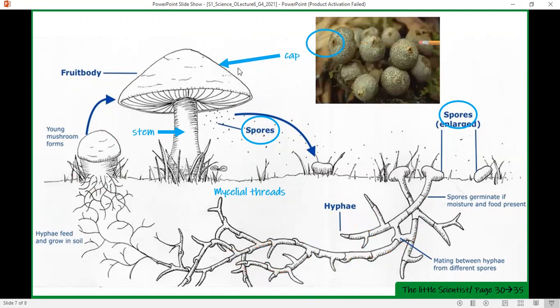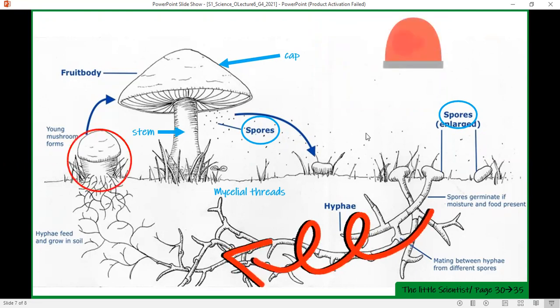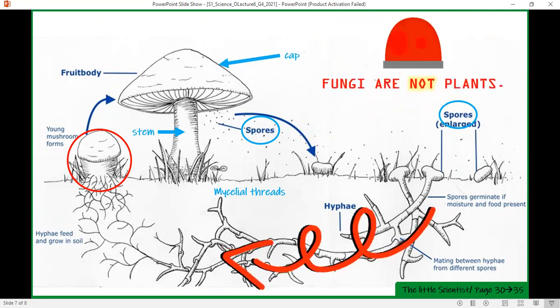Let me show you the spores. Look. So the mushroom releases spores, these spores will be transferred, and they will find the right place to grow into new mushrooms. But you need to be careful. There is something that I want to tell you. Mushrooms are not plants. The common thing between mosses, ferns, and mushrooms is that they all reproduce by making spores.